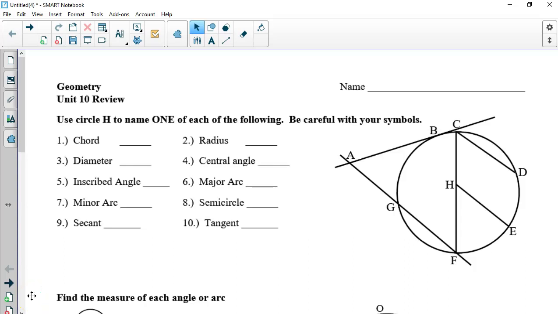Review. First off, you notice I moved the C back to where it should be. So I apologize for that. There was a printing error. So it's back where it should be at that top point of the diameter.